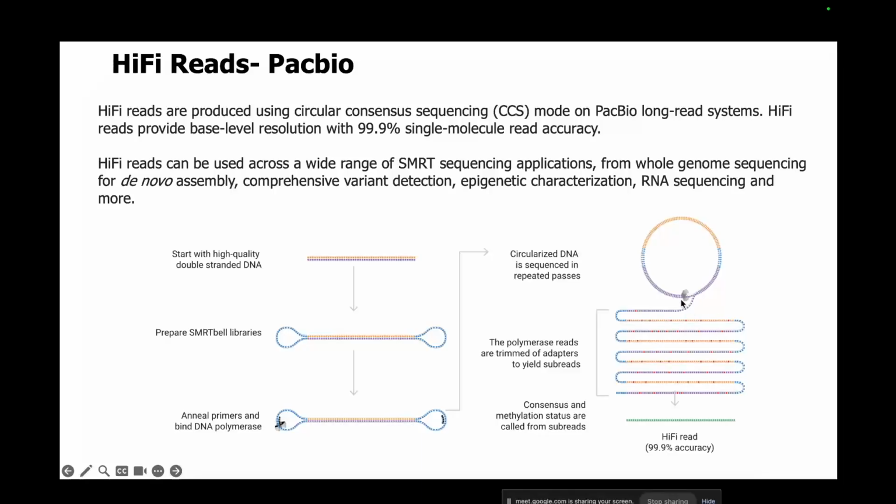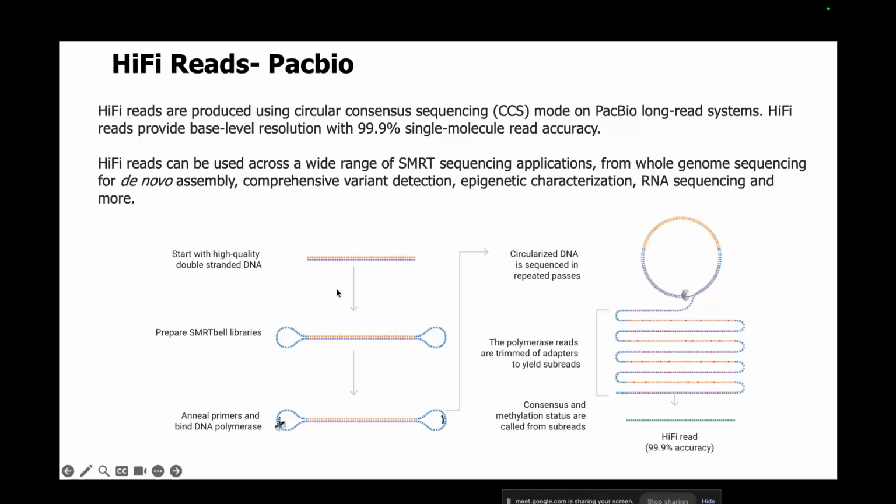If you break it down into single strand, and then attach it end to end, and use polymerase on the inside to make it double stranded, it will make this circularized DNA, right? So these HiFi reads can be used across a wide variety of SMRT sequencing applications, from whole genome sequencing to de novo assembly, variant detection, and so on and so forth.